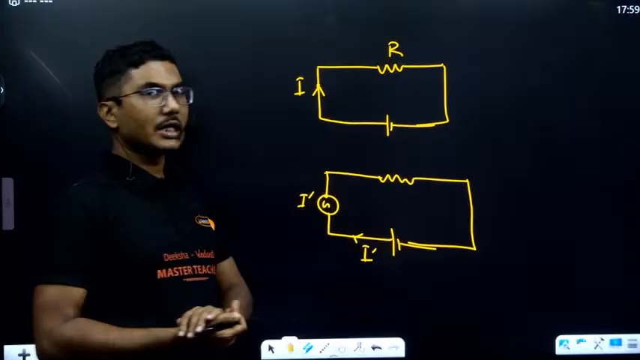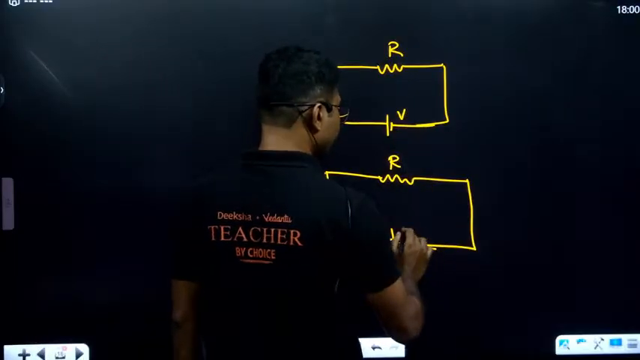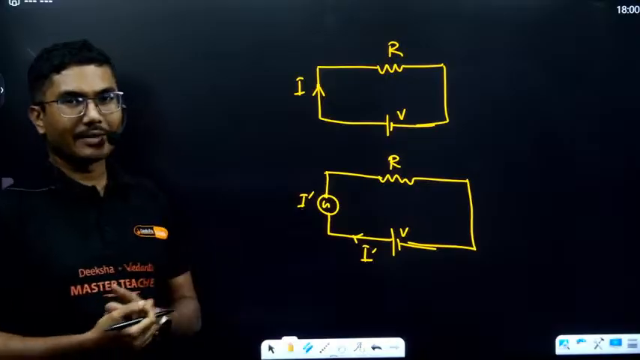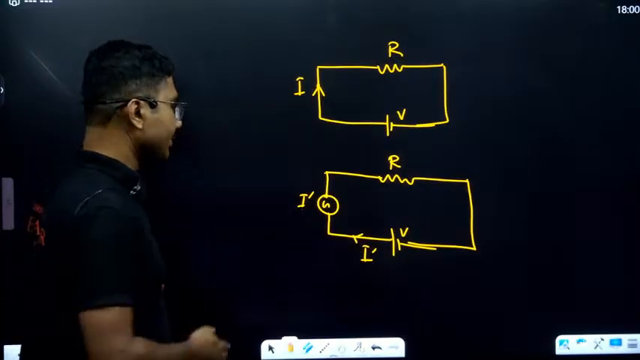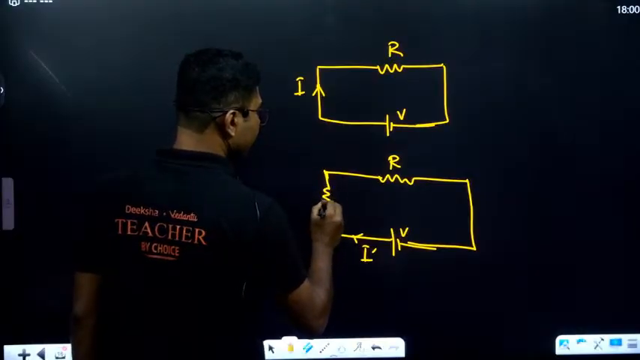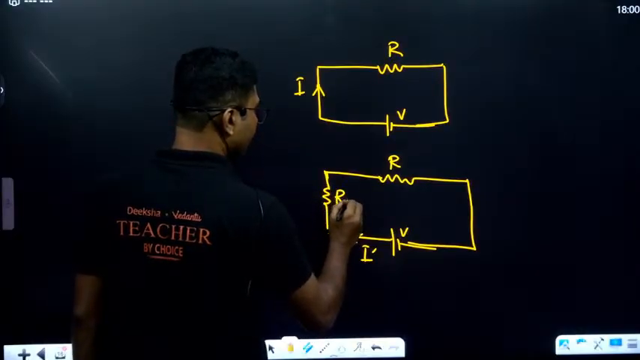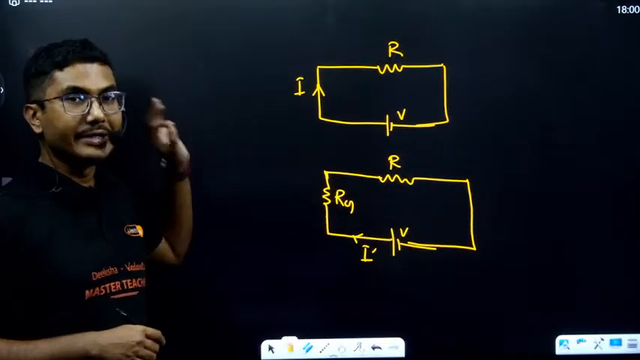Because you are doing it in a controlled environment, everything is the same. R resistance is the same, voltage V is the same. But you have added a galvanometer. The galvanometer itself has its own resistance. So what will happen? It will add resistance back to the circuit. So the overall current in the circuit will reduce.